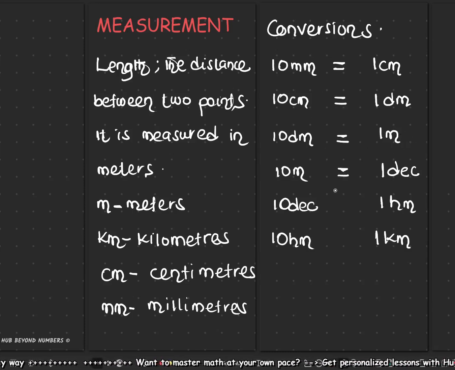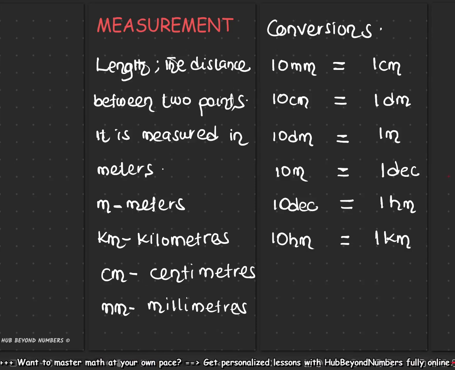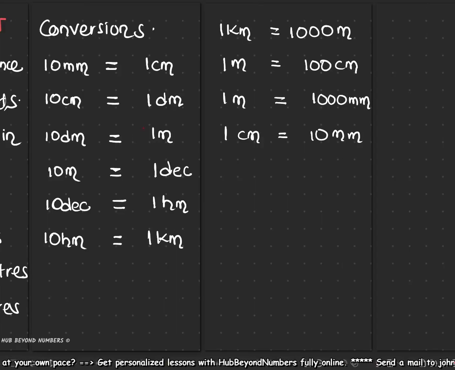10 of the meters give us a decameter. This is the symbol for decameter. 10 of the decameters give us a hectometer. And 10 of the hectometers give us a kilometer. There are others that it would be necessary for you to know as well. Here they are. So we have 1 kilometer, meaning we have what? Thousands of meters. So a kilo means 1,000.